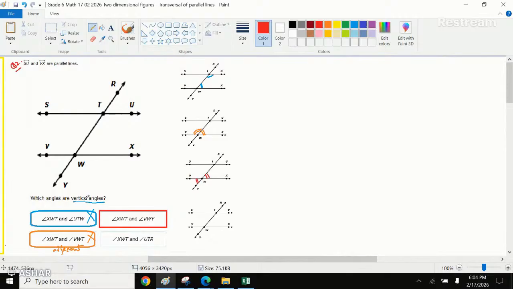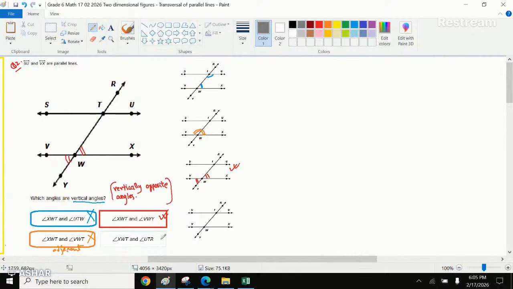Right? So these are vertical angles. This angle and this angle are vertical angles. It is also known as vertically opposite angles. Okay, that's another name that can be used, vertically opposite angles.